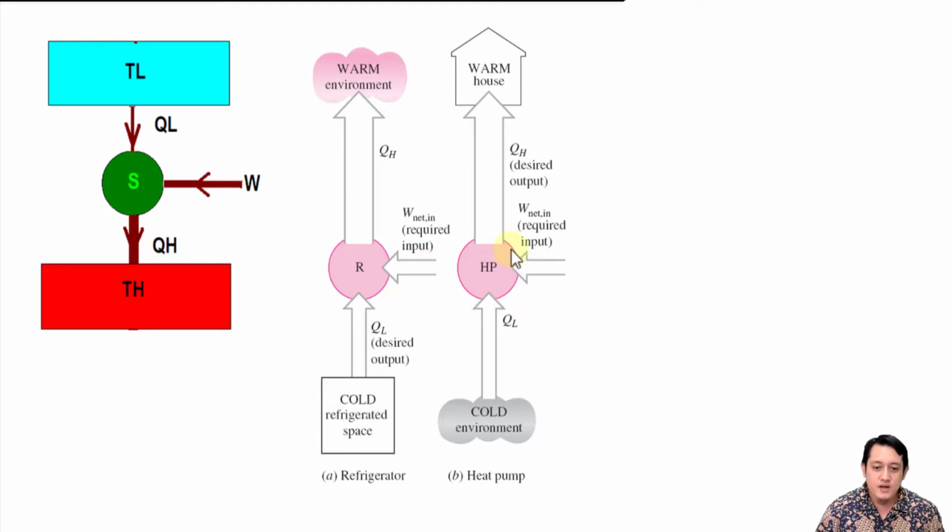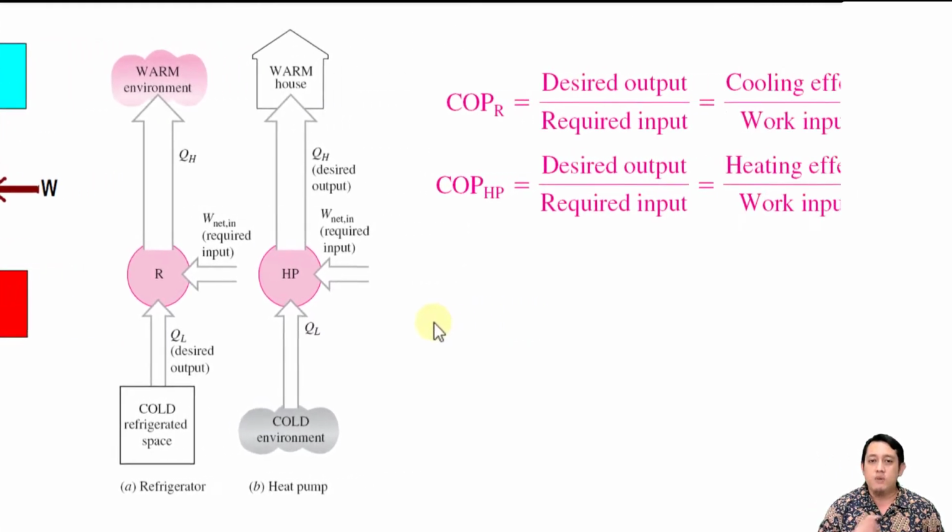If we compare these two systems, refrigerators and heat pumps, both collect heat from the low temperature region and then release the heat to the higher temperature region. For refrigerators, we want to cool down an area. For a heat pump, we want to heat up an area. That's the difference.